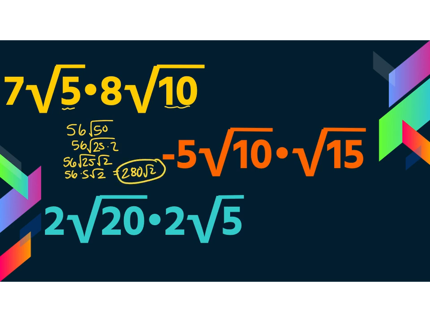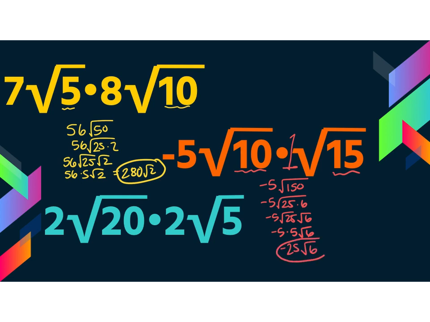Let's go ahead and try another one. So I'm going to start on the orange problem by multiplying negative 5 times, there's really a 1 in front of that square root, so negative 5 times 1 is negative 5. Then I'm going to multiply 10 times 15, so I have square root of 150. And again, I look at that and I realize I need to simplify 150. So I have negative 5. I can break up 150 to 25 times 6. So I have negative 5 square root of 25 times square root of 6. Square root of 25 is 5, so I have negative 5 times 5 times square root of 6. Negative 5 times 5 is negative 25 square roots of 6.